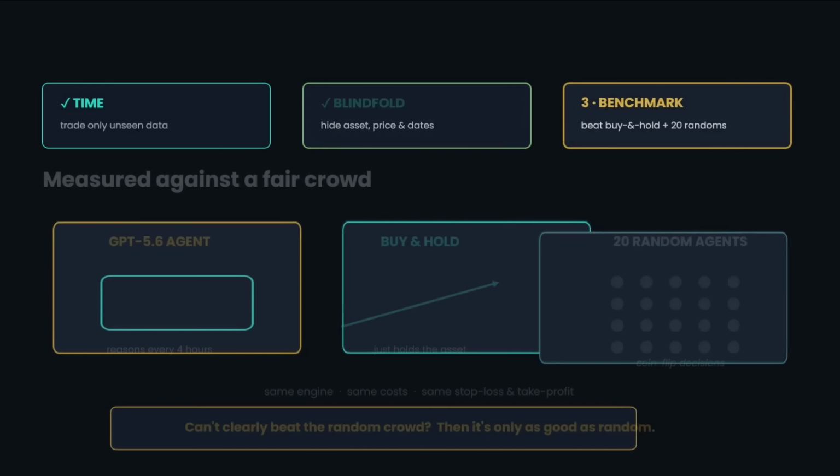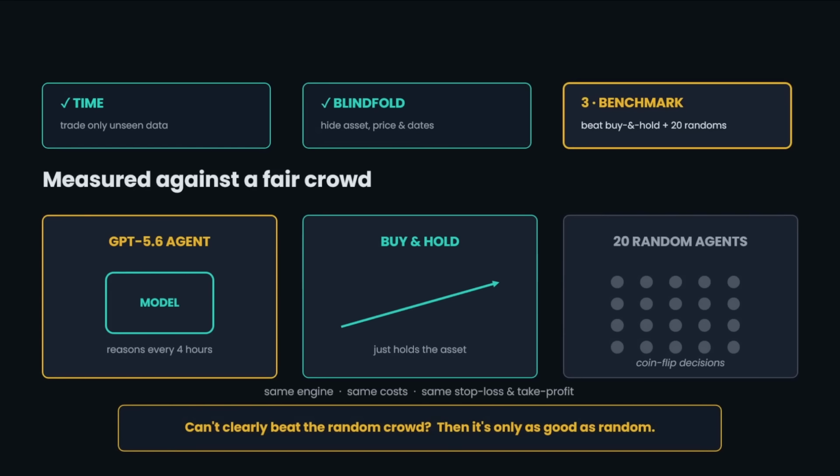The third control is the benchmark. I compared the model with buy and hold. I also created 20 random trading agents. These random agents use the exact same backtesting engine. They pay the same costs, they use the same stop loss and take profit system, but their decisions are based on random coin flips. So these are totally random decisions. If the AI cannot clearly beat this random group of agents, then it's simply as good as a random agent.